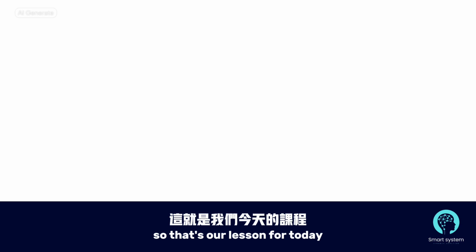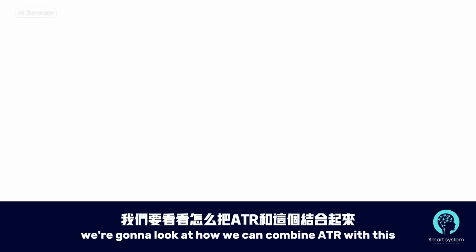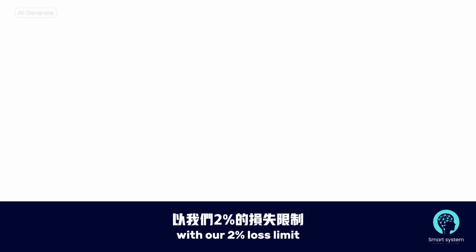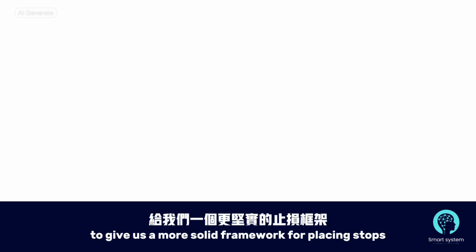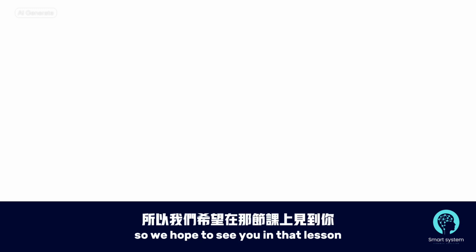So that's our lesson for today. And in the next lesson, we're going to look at how we can combine the ATR with our 2% loss limit, and look at some other ways that we can add into the picture to give us a more solid framework for placing stops. So we hope to see you in that lesson.